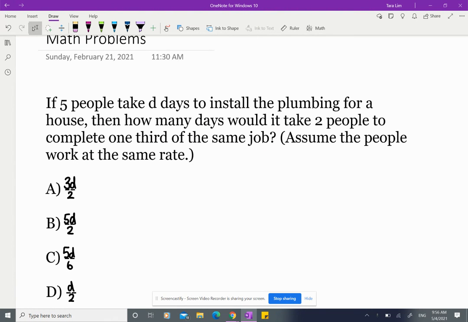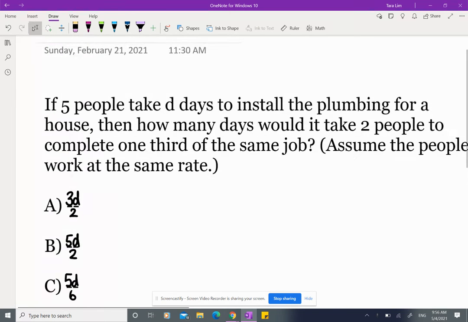If 5 people take D days to install the plumbing for a house, then how many days would it take 2 people to complete 1/3 of the same job? Assume the people work at the same rate.